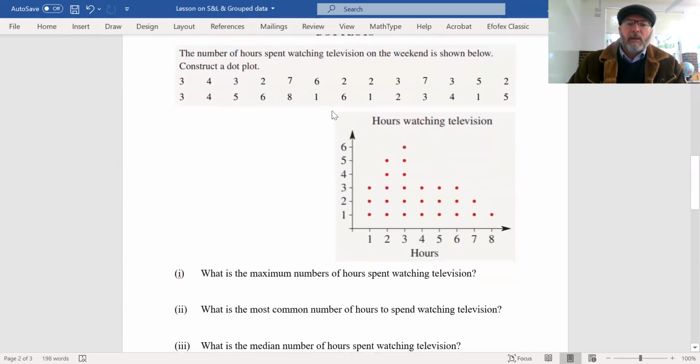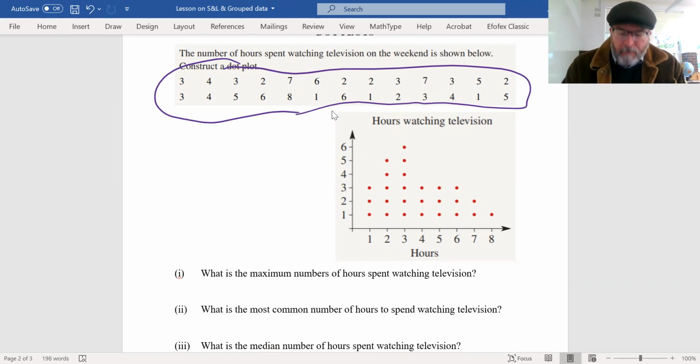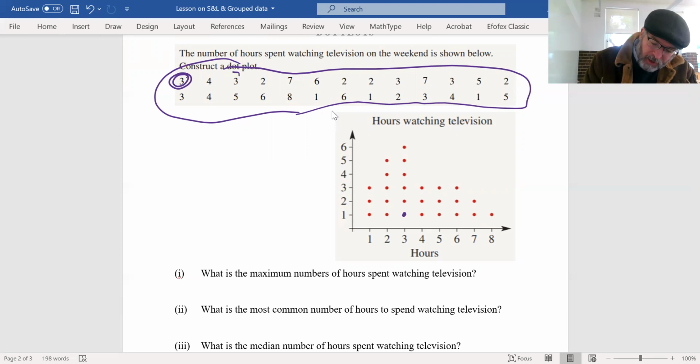Dot plots. The number of hours spent watching television on a weekend is shown. Look at all this data here. It's ridiculous to get some meaning out of it when it's all recorded like that. But if we put each of those data points on the dot plot, we can see a lot more clearly what's going on. So this first 3 here, it would be 3 hours. So it'd be the first one plotted there. Then the next 3 that's in that set of data would have been plotted on the dot plot there. And the next one that we came across would have been plotted there.